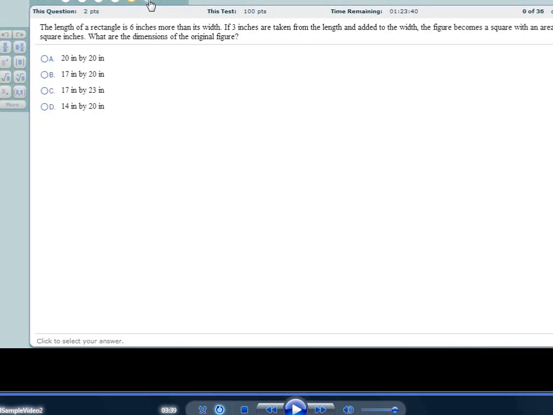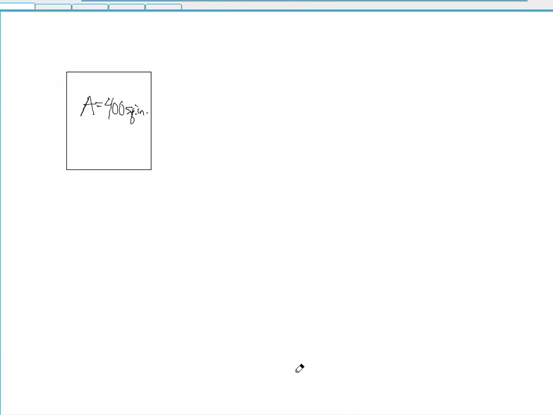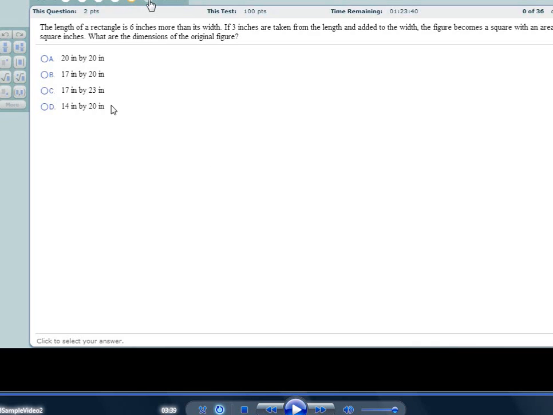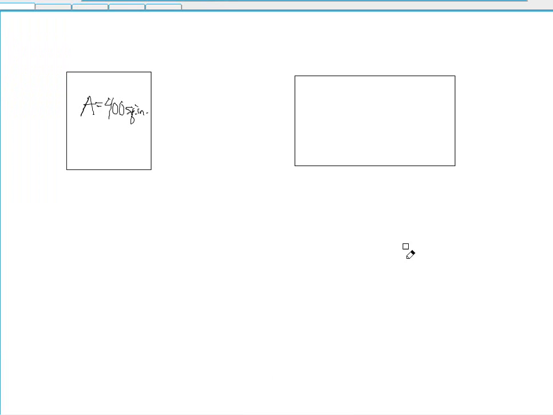All right, so let's see. Let's toggle back over. Let's draw a rectangle as well. This is what we really start with here. It says, let's go back and read it, the length of the rectangle is 6 inches more than its width. Okay, rectangle with a length 6 inches more than its width.